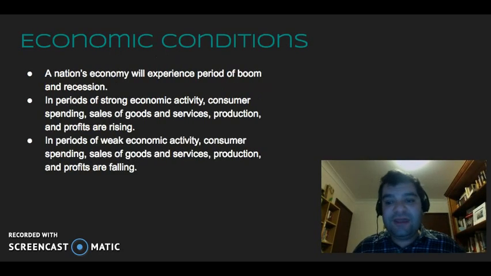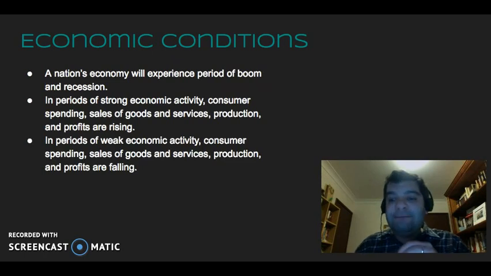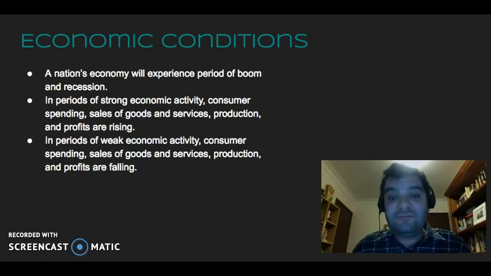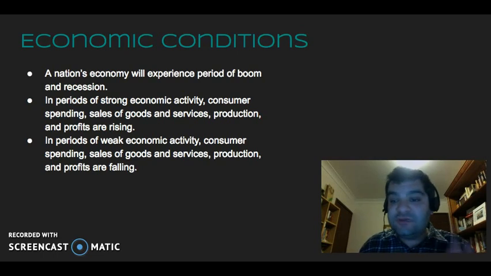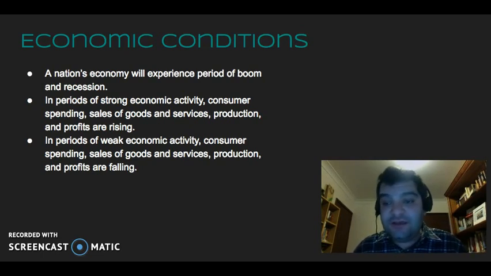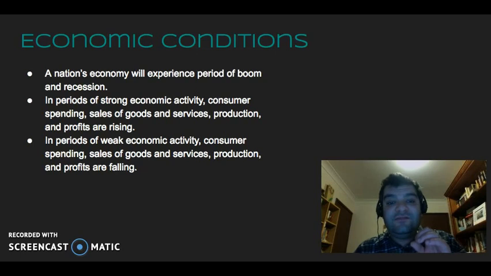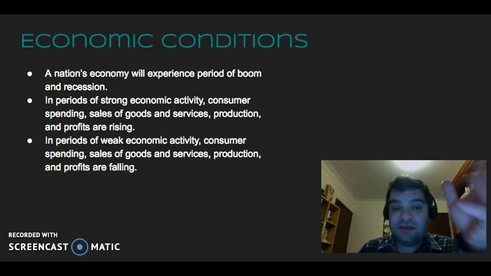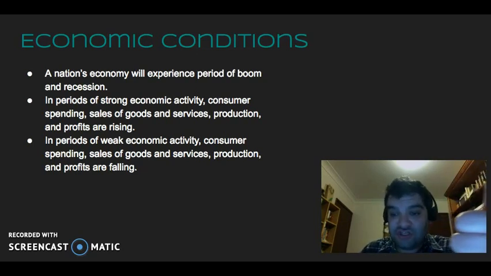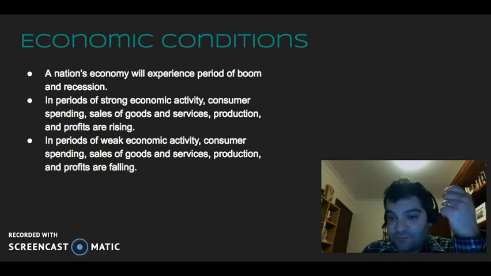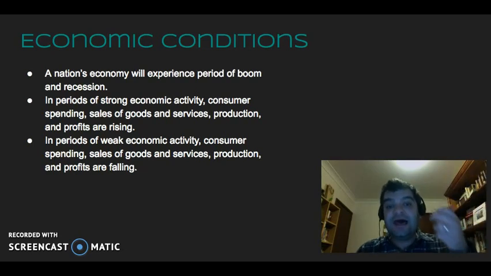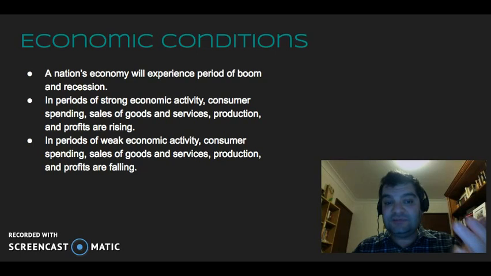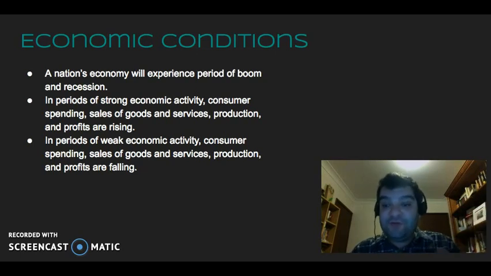Okay, and then finally we've got economic conditions. Now, there's no certainties in life. Okay, things can happen, and economies go up and down. Okay, they fluctuate, and they're going to experience these periods of boom and recession. Now, in periods where there's strong economic activity, okay, spending by consumers goes up. More goods and services are sold. You're going to be making a lot more things because of people buying more things, and profits are going up.